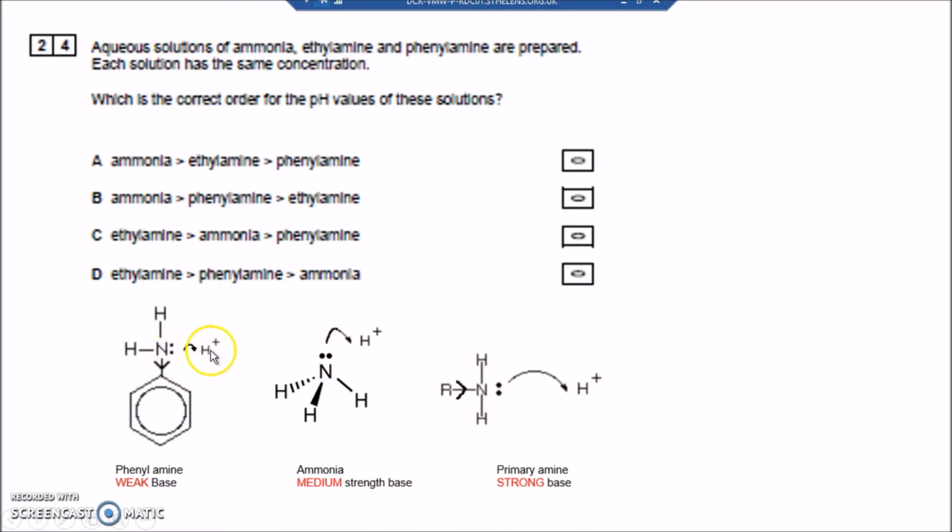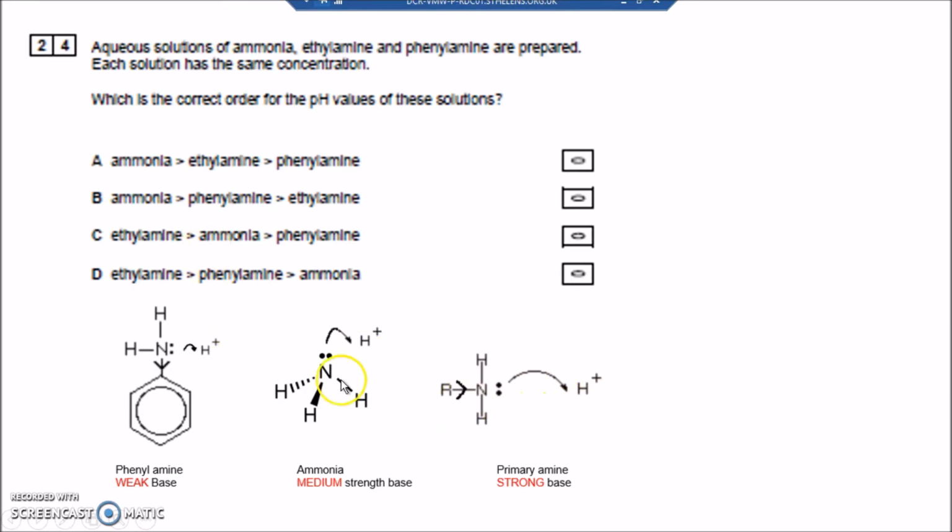That's what a base does, react with an H+. This one, phenylamine, has a low availability of the lone pair because the electrons here are being withdrawn into the ring. Ammonia's nitrogen hasn't got any withdrawing or electron repelling groups, whereas something like a CH3 or a CH2 would repel electrons, increasing the availability of the lone pair of electrons to act as a nucleophile, as an electron pair donor, and accept this H+ as a base does.